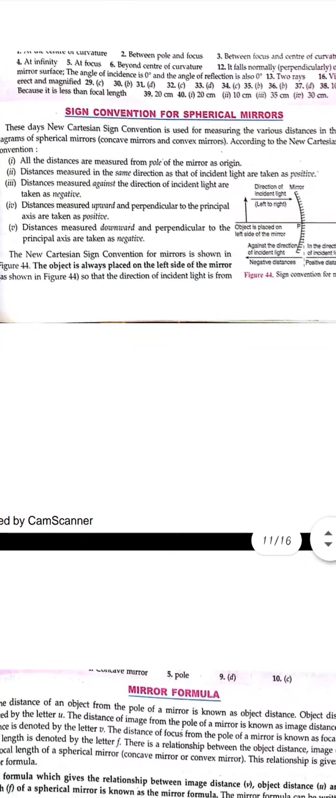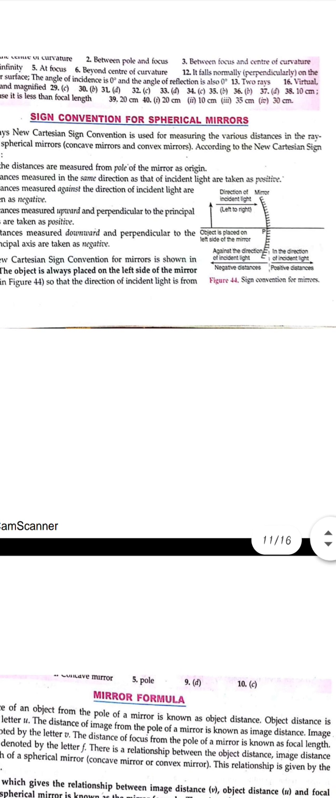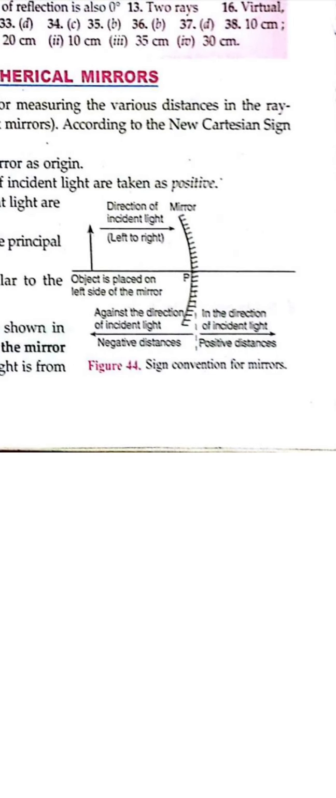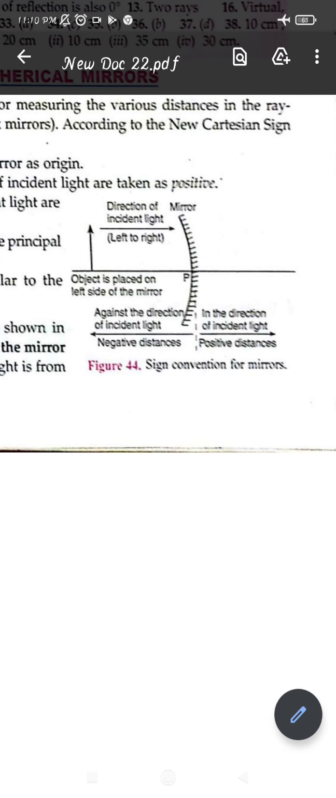Now for the spherical mirror, sign conventions are the same, so we can say that it can be used for both the convex mirror and the concave mirror. So here are the points which we have to remember for the sign conventions of the spherical mirror. If the object is kept on the left side, we know that this is the left side of the x-axis, so it should be negative. So an object placed on the left side of the mirror is taken as a negative distance, and if the object is kept on the right side, it is taken as positive.